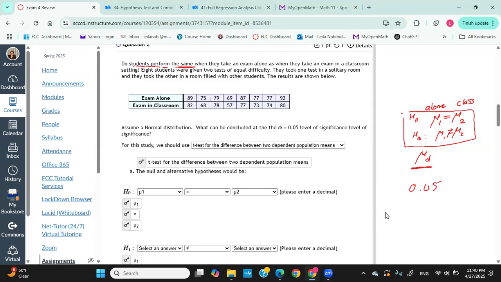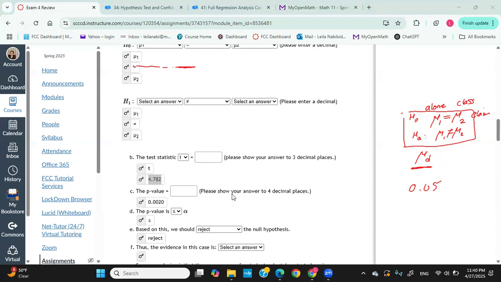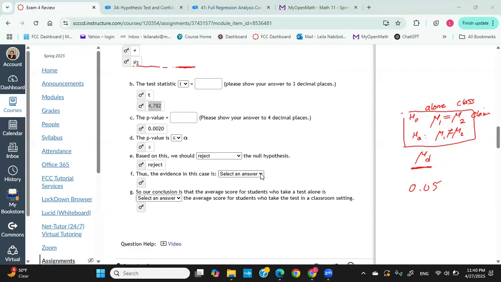But the null is my claim because I want to see if the students perform the same. I know that's my claim. So when you reject the null, that means you reject the claim. When you reject the claim, what type of evidence do we have? We have strong evidence because we are exactly rejecting the claim. So anytime you reject the claim or support the claim, you have strong evidence. Otherwise, if you don't have enough evidence to support or reject, that's weak evidence. So it says our conclusion is that the average score for students who take the test alone is, so you're rejecting the claim, so that means it's not equal to. That's right.